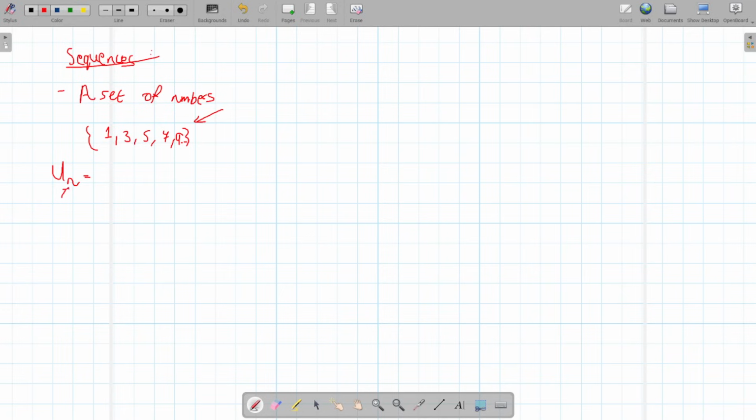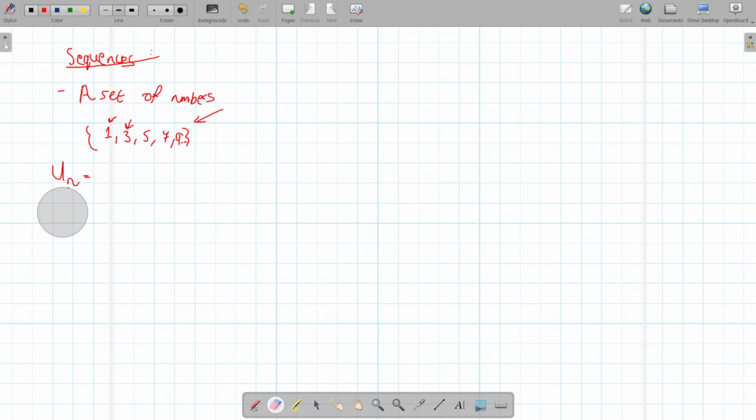This n means the position. So 1 in this case would be number 1, 3 would be number 2, 5 would be number 3, 7 would be number 4, 9 would be number 5. n refers to the position in the sequence, if you get what I mean.